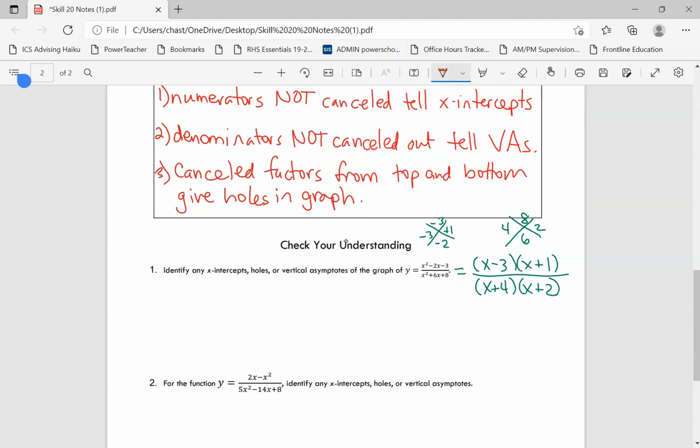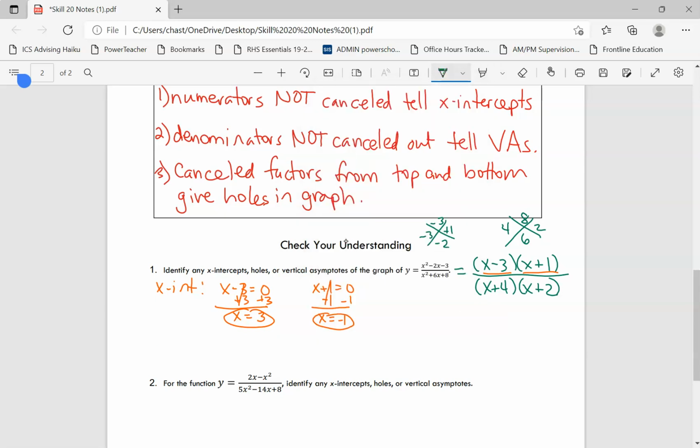And when we look here, let's start with x-intercepts. So x-intercepts are where numerators that are not canceled out have zeros. Looking here, x minus 3 does not cancel out, and neither does x plus 1. So your x-intercepts are, and you all probably could do this algebraically in your head, so the x-intercepts are at 3 and at negative 1.